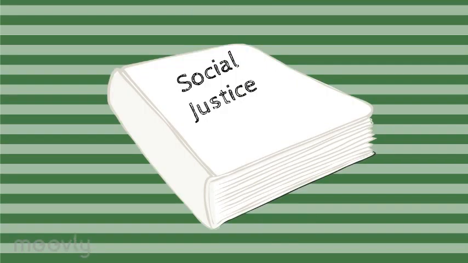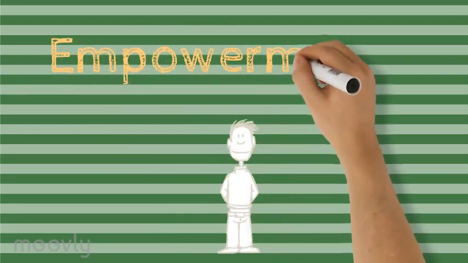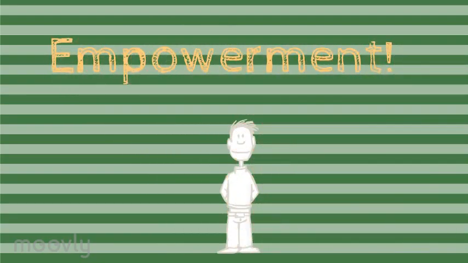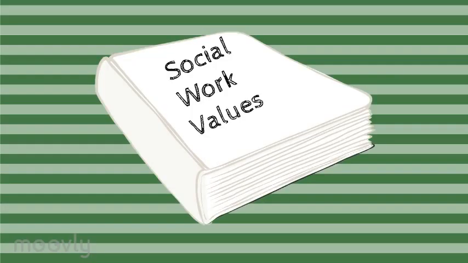Cognitive theory is grounded in social justice values. I'm going to discuss some of the concepts and approaches that make this true. First of all, I'm going to discuss the empowerment approach. Cognitive theory focuses on empowerment of clients, and empowerment is one of the values of the social work profession.